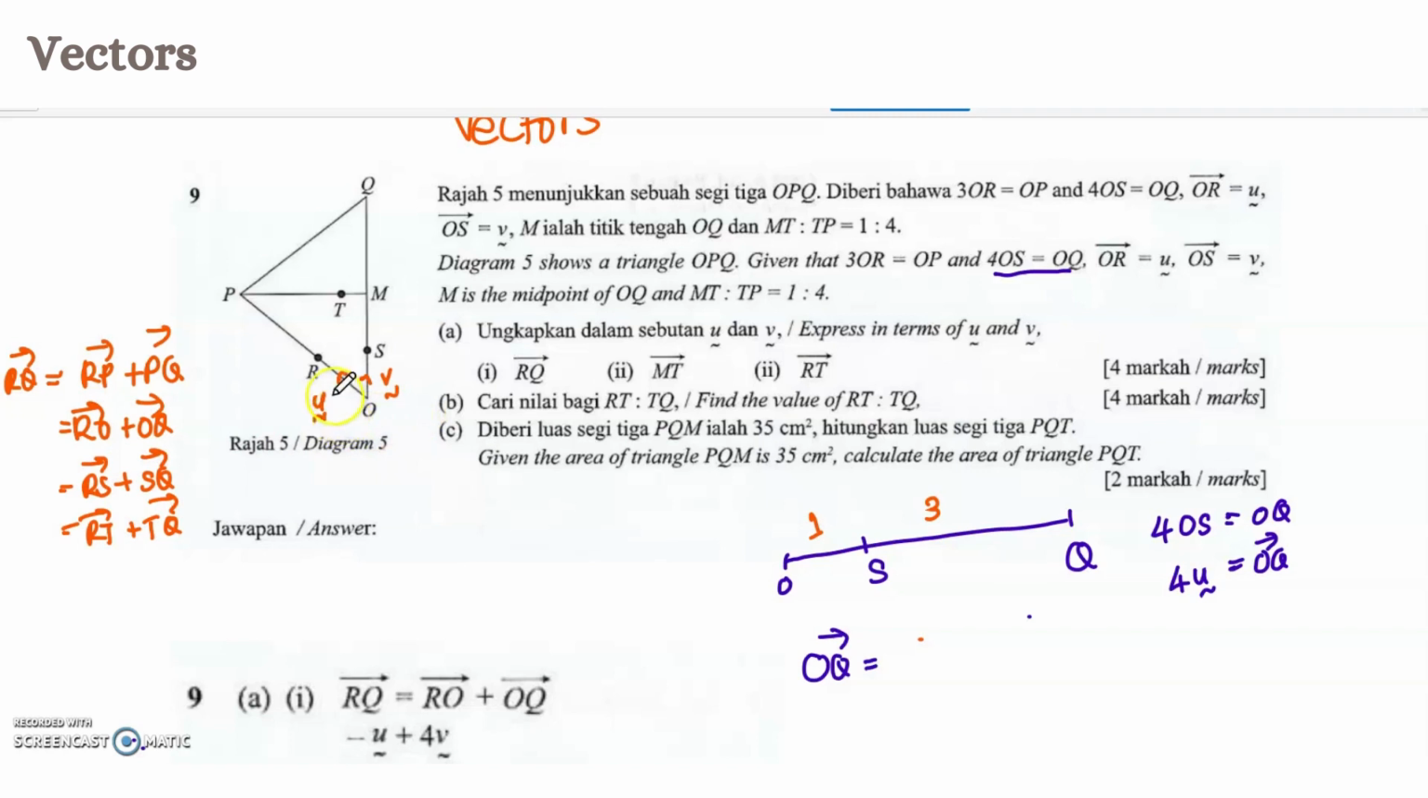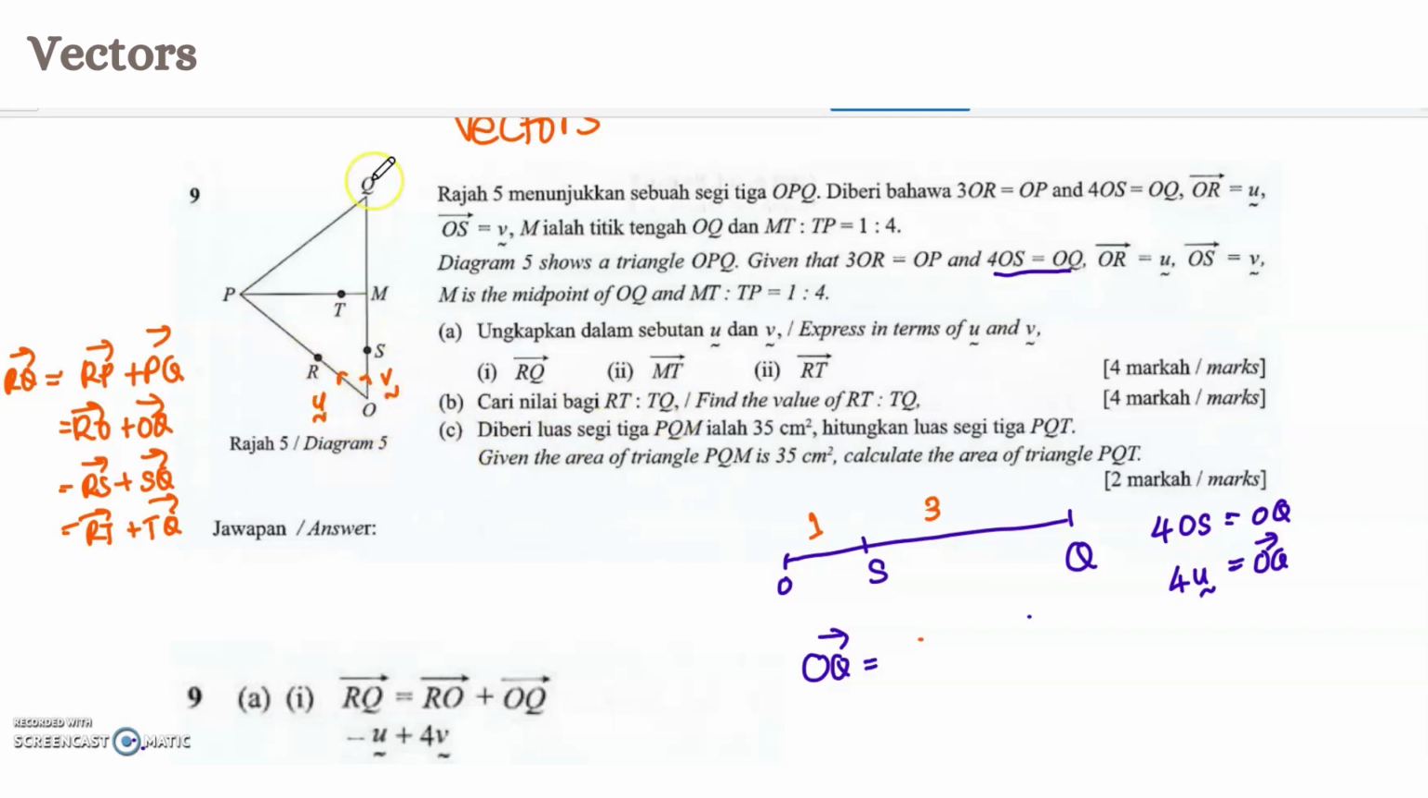Let me give an example here. If we take RT, you have to calculate first what is RT and then what is TQ. And for RP and PQ also you have to calculate first. But if we choose RO plus OQ, RO we already have, which is negative u, since OR is u. So RO is negative u.